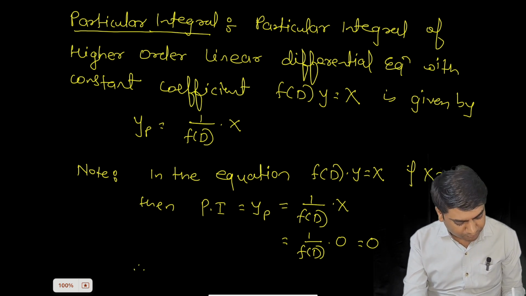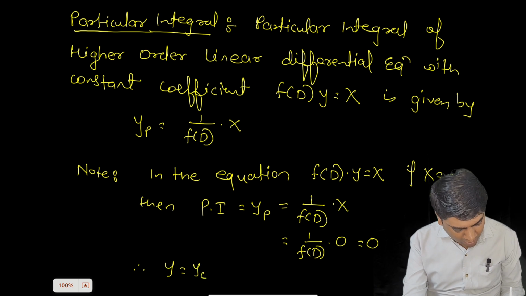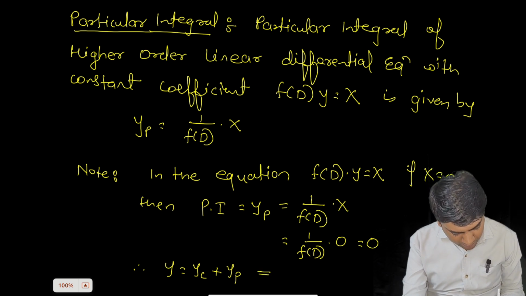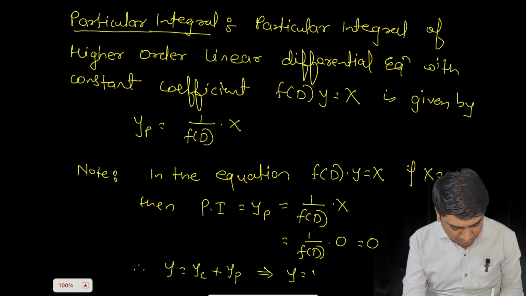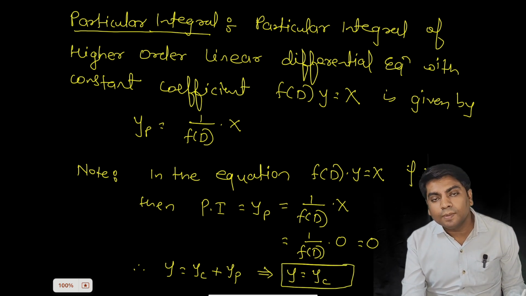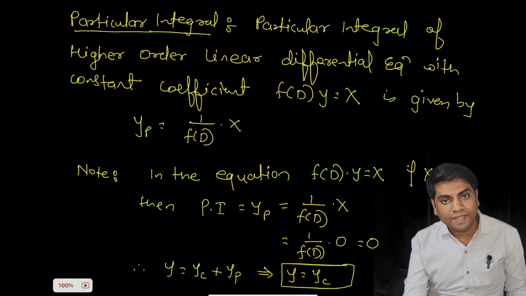So therefore its complete solution, that is y, will be equal to yc plus yp, and in this case our yp is 0, so it implies y will be equal to yc only. In that case the complete solution will be equal to its complementary function. Okay, so now let's see some problems based on this one.